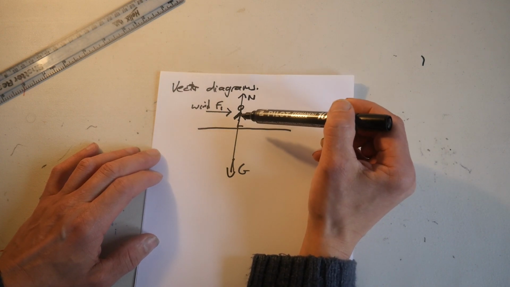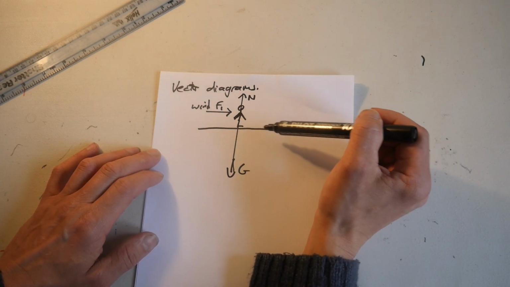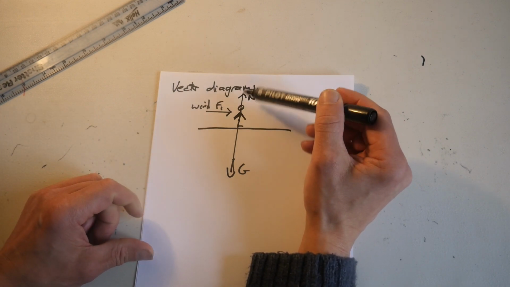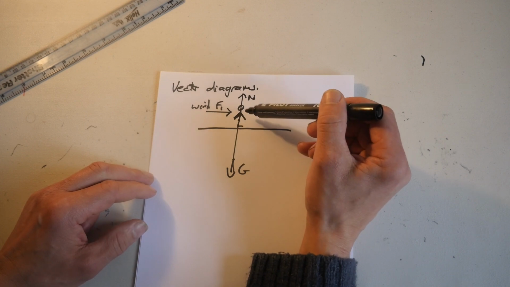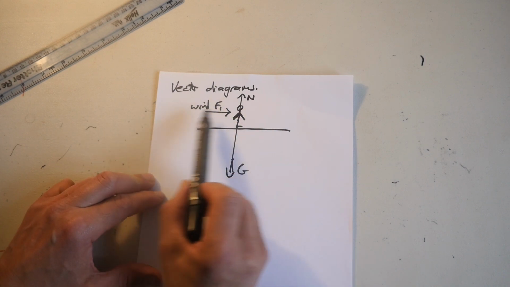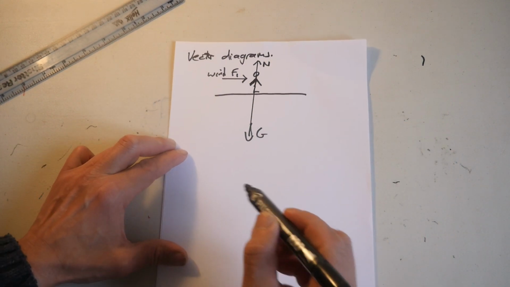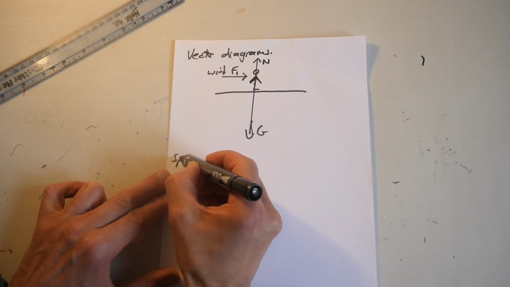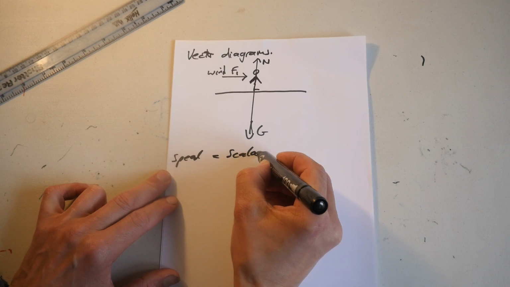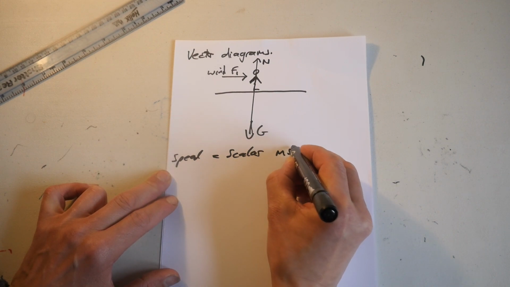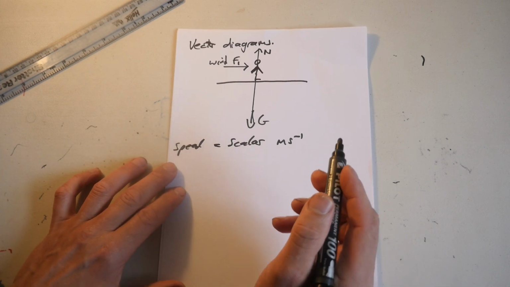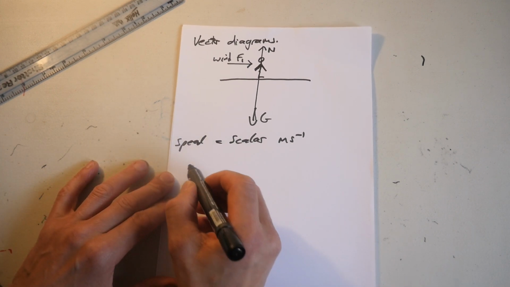Whereas if you're in a space rocket, the force pushing you up is big enough, it overcomes gravity, so you get pushed upwards, okay? And you can have a force that way. So this is a basic vector diagram. So speed equals the scalar value, which is meters per second. So scalar is just basically a quantity, a size with no direction.